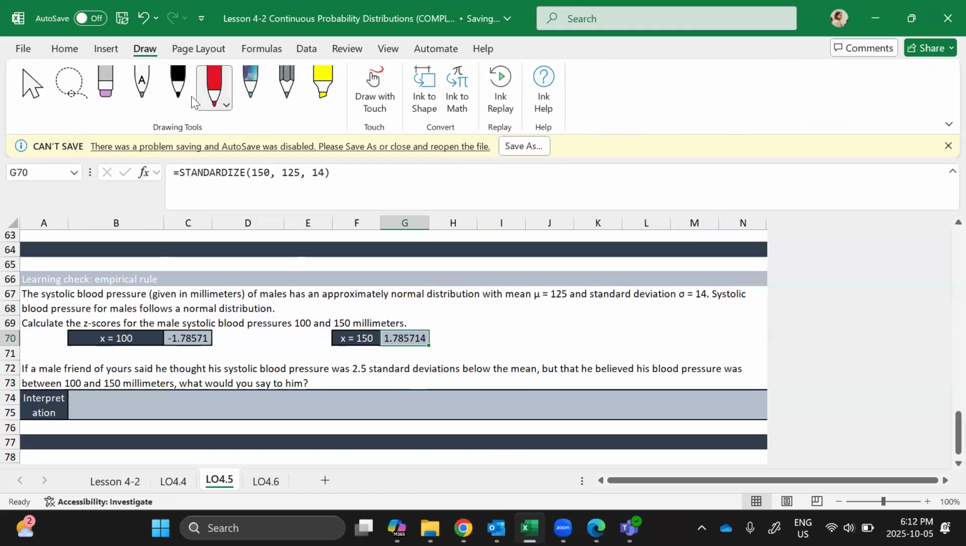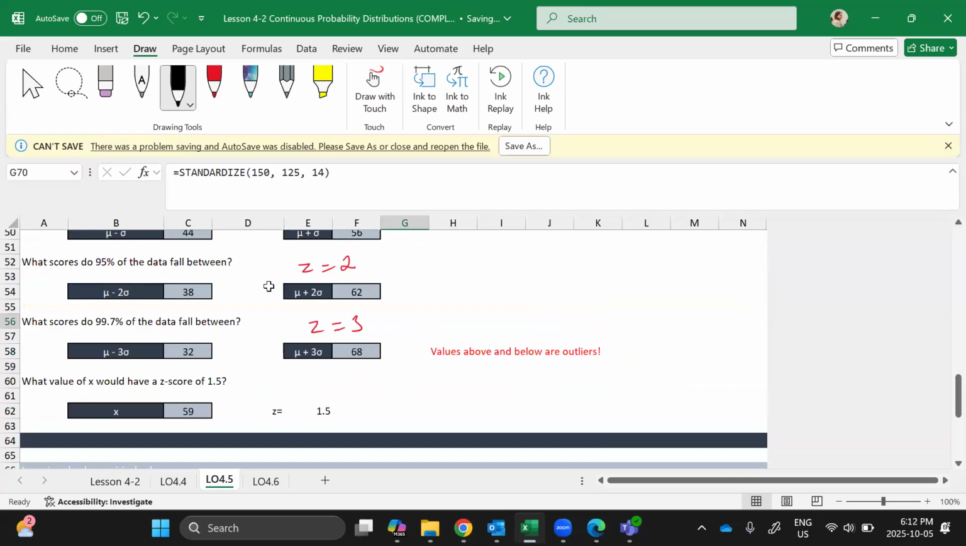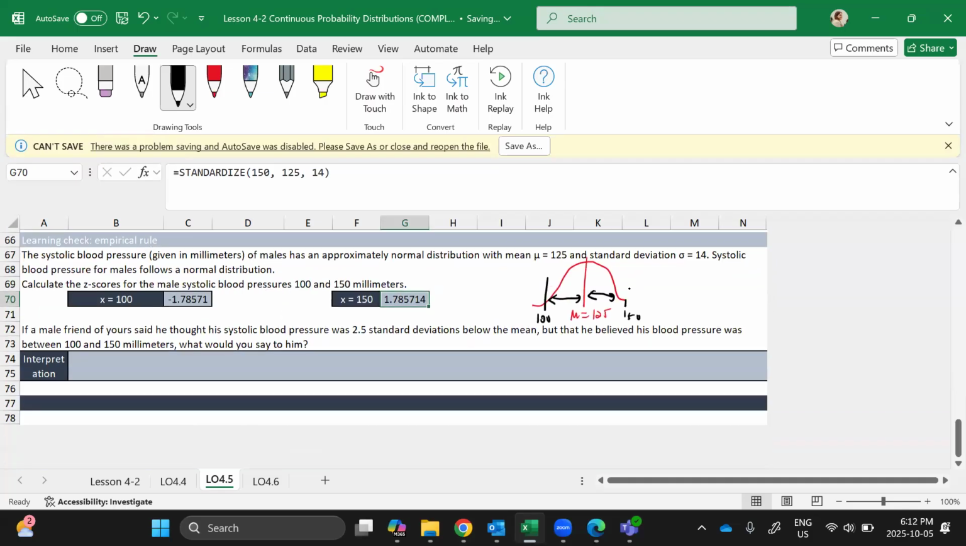Well, it's because both are the same distance from 125. If 125 is in the middle, then 100 is 25 units below, and 150 is 25 units above. So that's why they come out as the same Z-score. The Z-score is about 1.78, so that's less than 2, which means less than 95% of the data would be between these two scores. We don't know the exact number yet, but it's somewhere less than 95%.